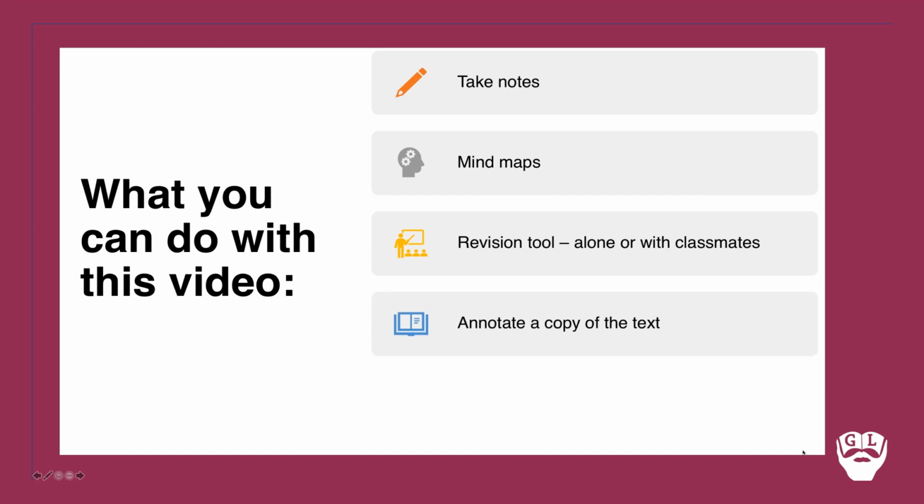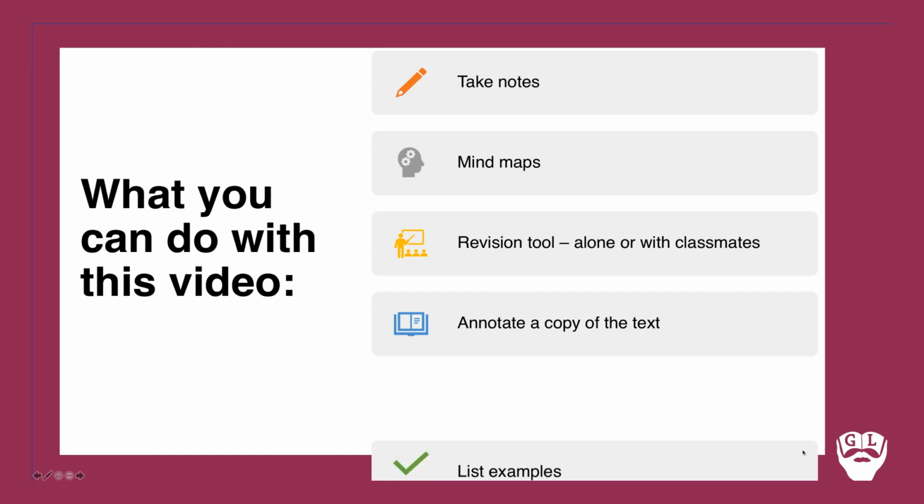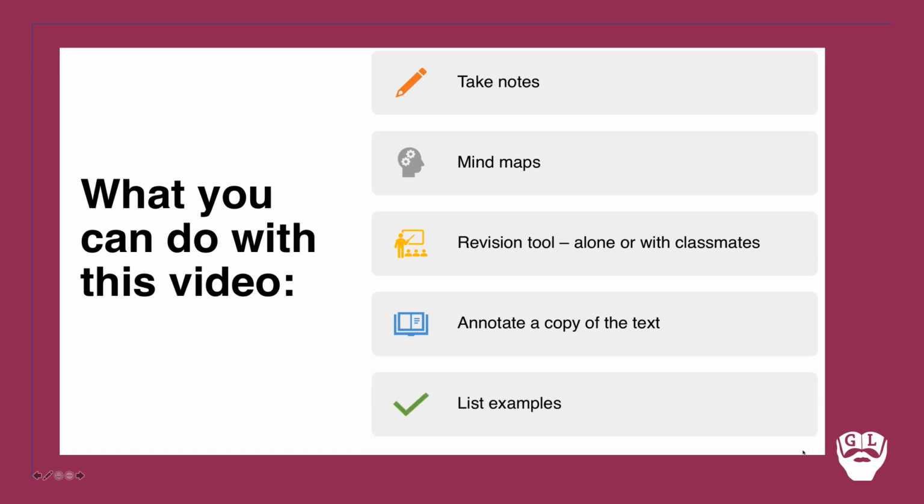And in addition, you can use it to help annotate your own copy of the text. Almost every student I've taught has had a copy themselves as they've studied this, and it can be something you use alongside your annotations or to annotate your copy. And last but not least, you can use it as a way of listing examples for various themes, various characters, or even plot points themselves in the play.